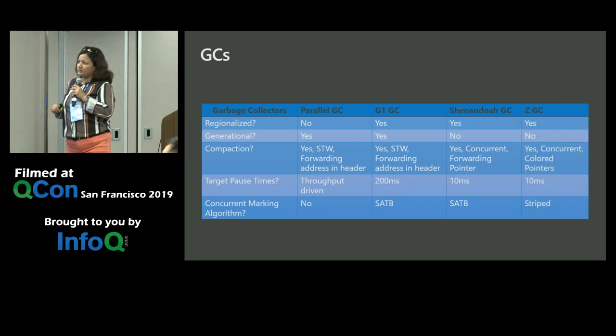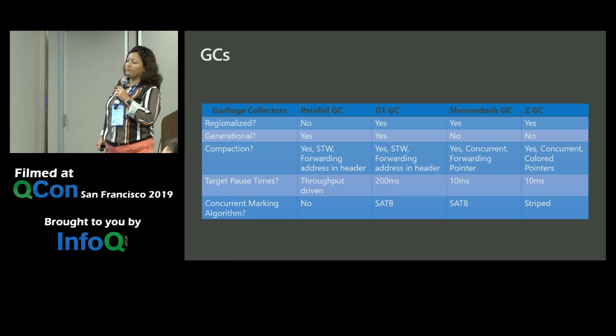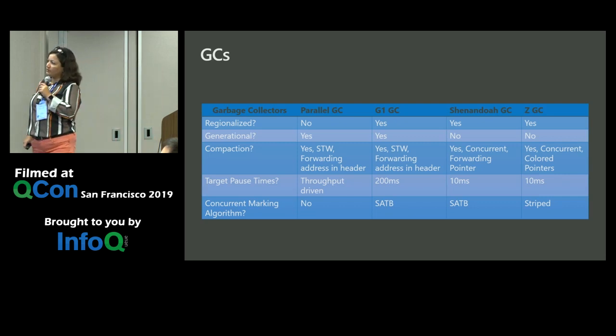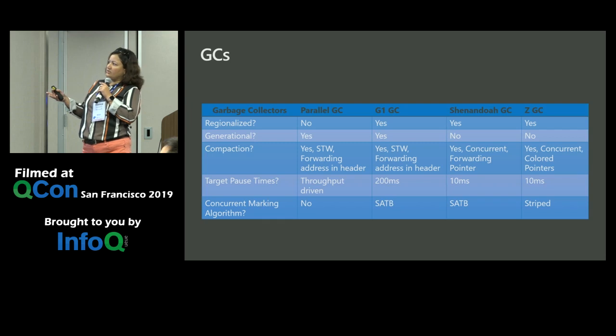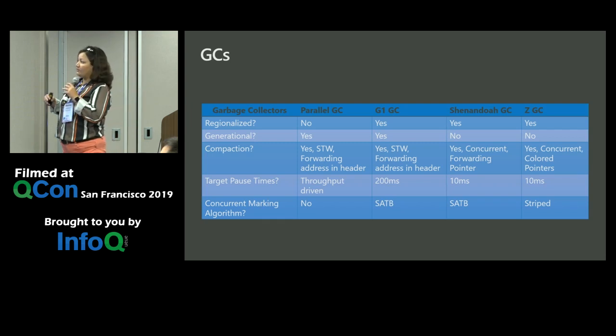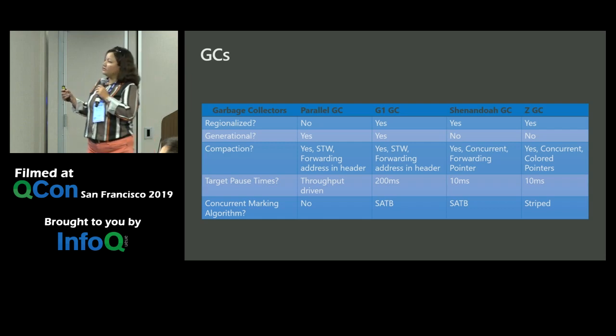As I mentioned, parallel GC is not regionalized, but it is generational, just like G1 GC. Compaction does happen in parallel and in G1, and they just use the forwarding address in the header. Because parallel GC is throughput driven, the goal is to have higher throughput, and there's no pause time target per se, as long as we keep pushing the throughput to the max. So everything is stop the world in parallel GC.